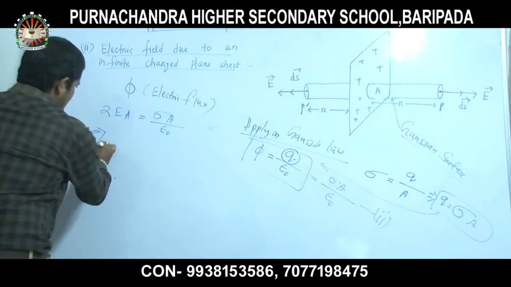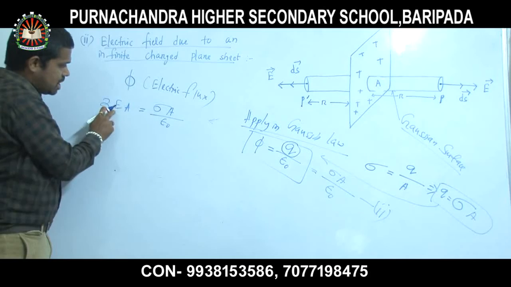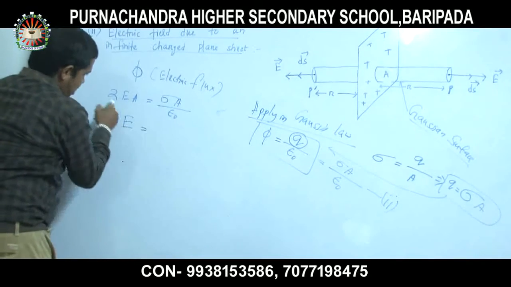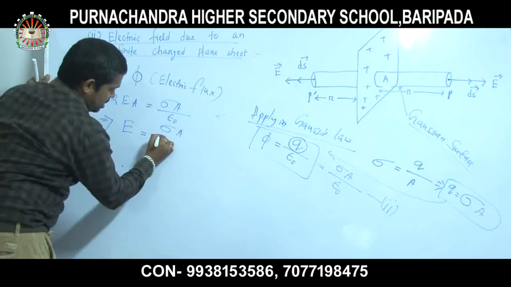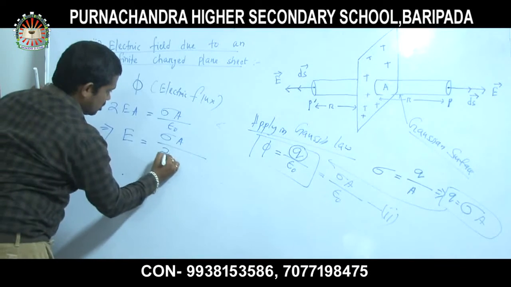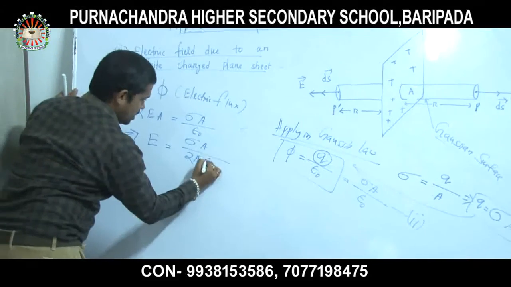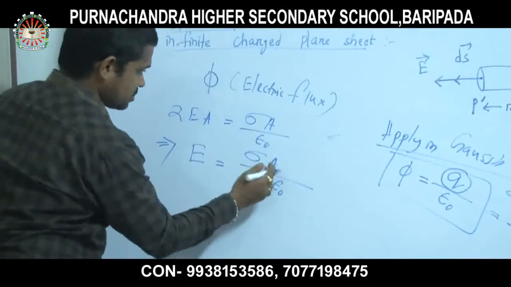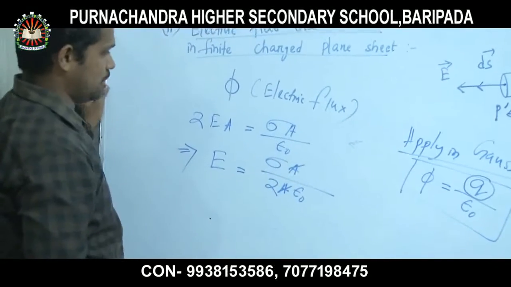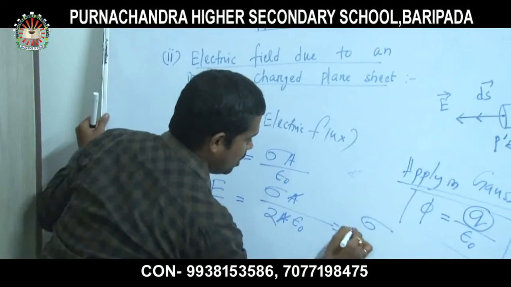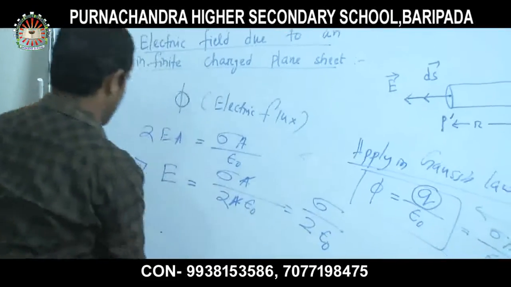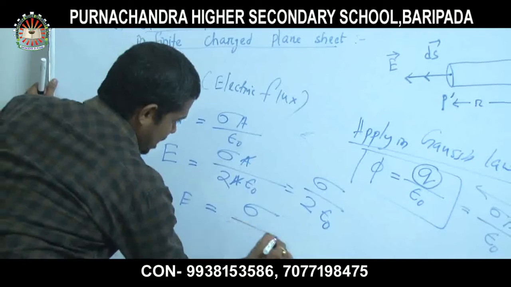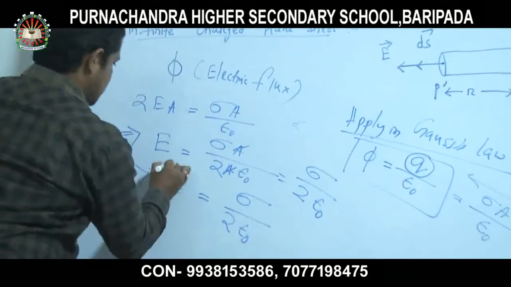So that implies what is our aim? Again I will repeat, what is our aim? Our aim is to find out the electric field intensity. Okay, so electric field intensity E is sigma A divided by 2A epsilon 0. Okay, so this A cancels out. So that implies what is the value? Sigma by 2 epsilon 0. So what is the expression? E is equal to sigma divided by 2 epsilon 0.